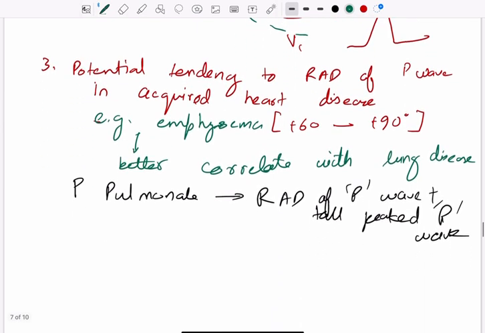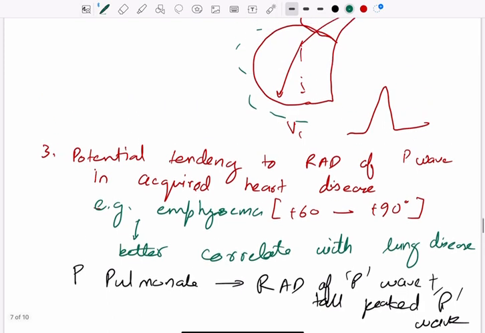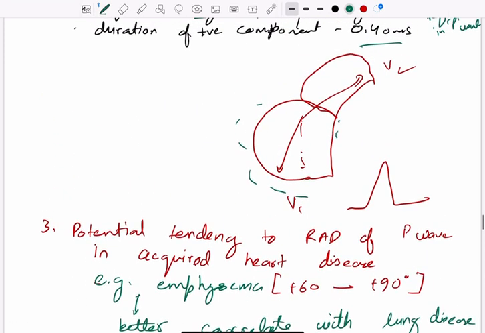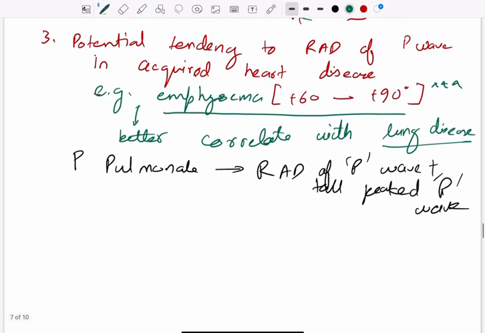Now the third point: there is a potential tendency to right axis deviation of the P wave in acquired heart disease. In the above diagram, as the atrium gets enlarged, the axis changes. If you see in the frontal plane, as the right atrium is in front, it goes more towards the right axis. The angle is going to increase beyond 60 to 70 degrees plus. That is right axis deviation, and you especially see it in emphysema patients; basically it correlates with lung disease.